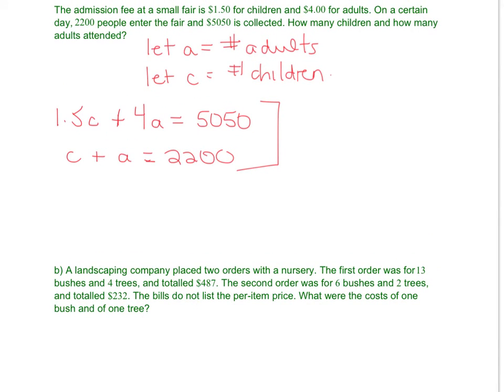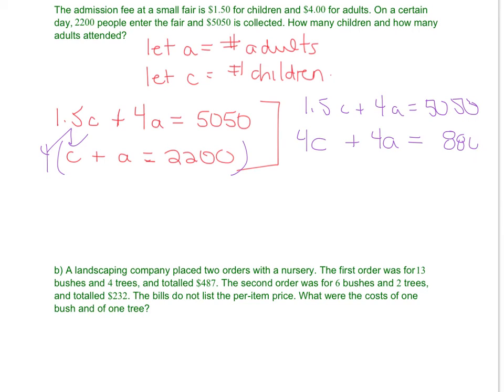So what do we want to get rid of? Well, let's get rid of the A. Just easier that way. So 1.5C plus 4A is equal to 5,050. And what do I have to do to the A to make it 4? Because remember, if I want to get rid of the A, I have to make them equal to each other. Well, I'm going to multiply the entire equation by 4. So if I do that, I get 4C plus 4A is equal to 2,200 times 4, which is 8,800.